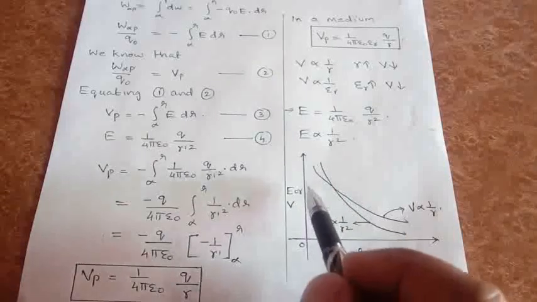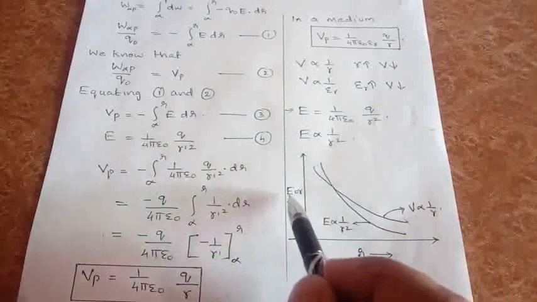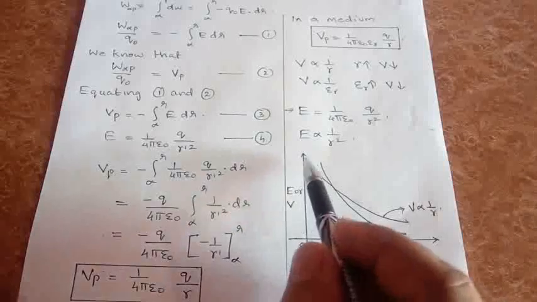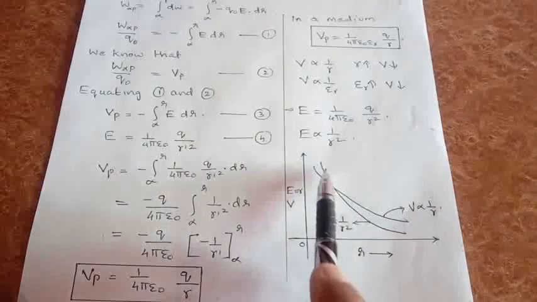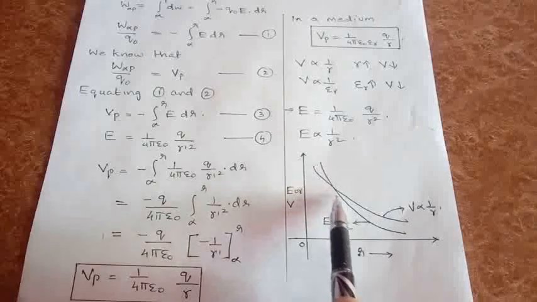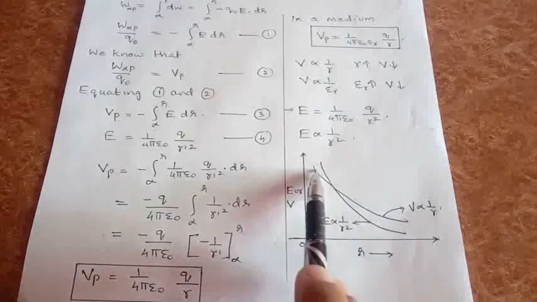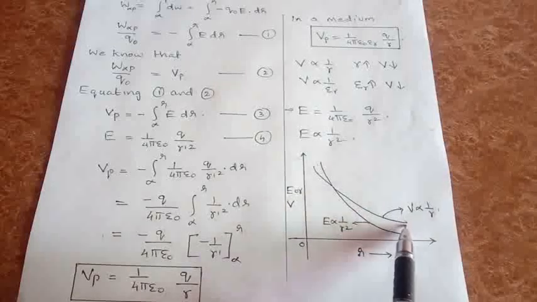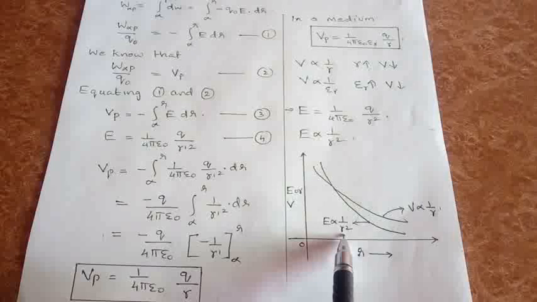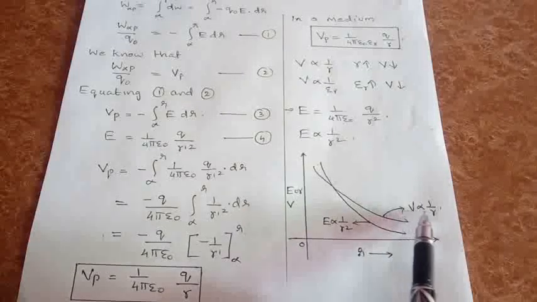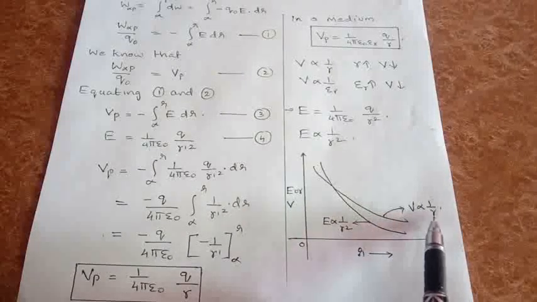Now if I draw a graph connecting electric field or potential along the y-axis and the distance along the x-axis, the electric field variation with the distance is a little bit steeper than the electric potential variation with the distance. This is because electric field is inversely proportional to r square, while electric potential is inversely proportional to r only.